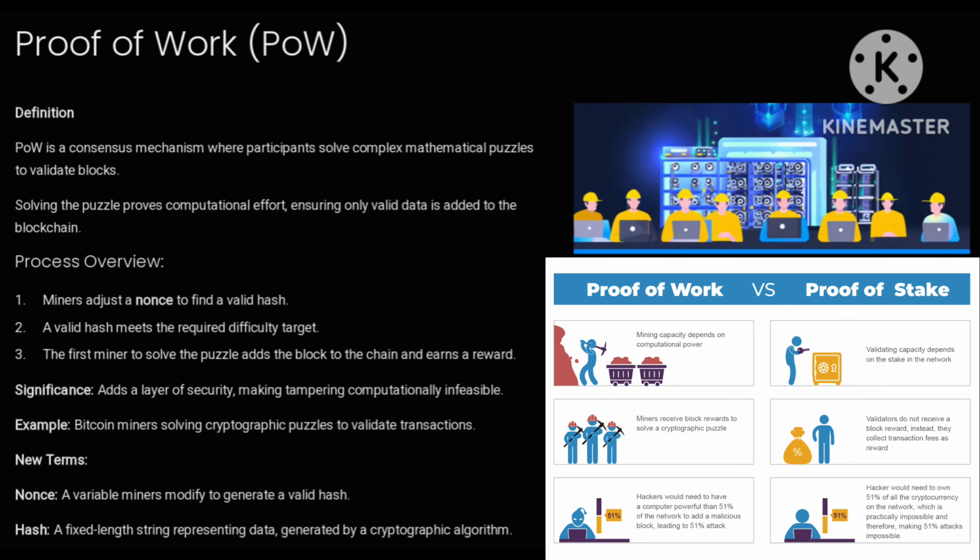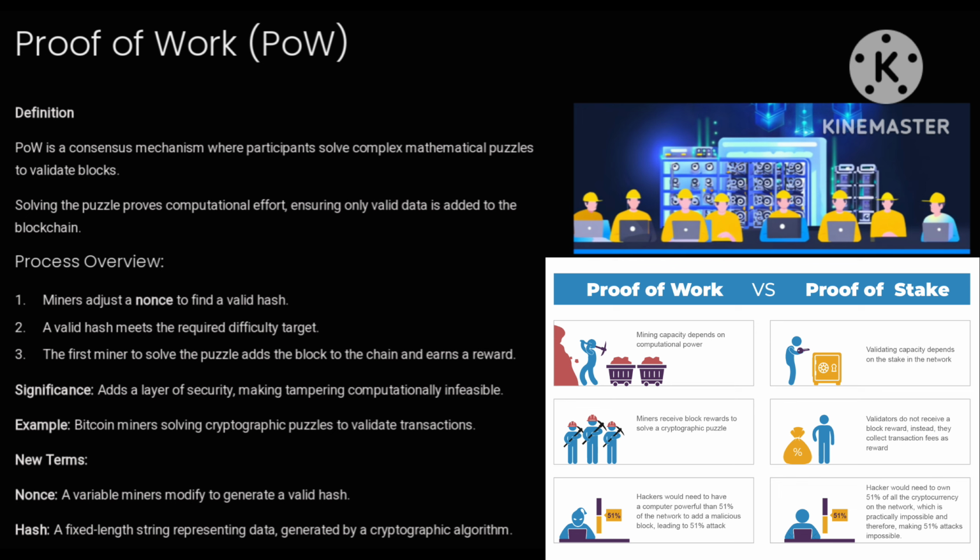Slide 5. Proof of Work (PoW). Definition: proof of work is a consensus mechanism where miners solve complex mathematical puzzles to validate transactions and create new blocks. It ensures only participants who expend computational effort can influence the blockchain. Process overview. 1. Miners adjust a variable called the nonce to generate a hash. 2. The hash must meet a specific difficulty level, e.g., starting with a certain number of zeros. 3. The first miner to solve the puzzle broadcasts their block to the network. 4. The network verifies the solution, and the block is added to the blockchain.